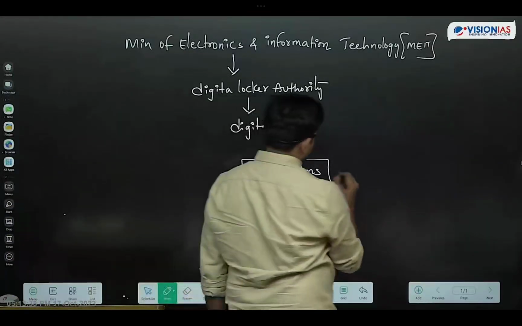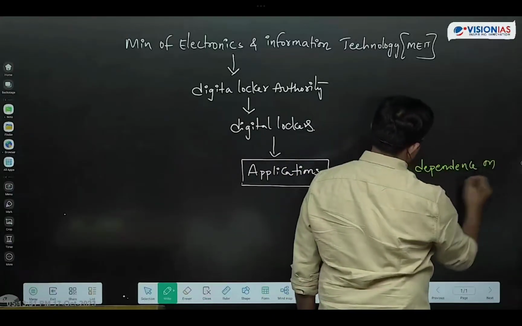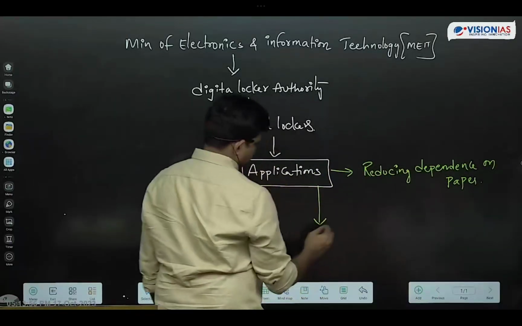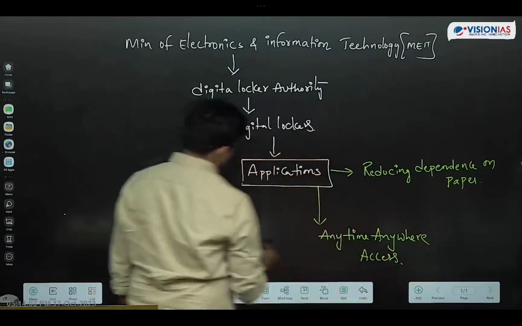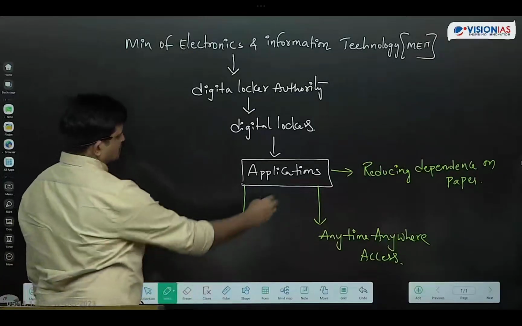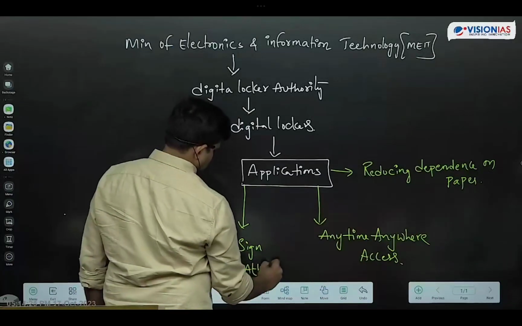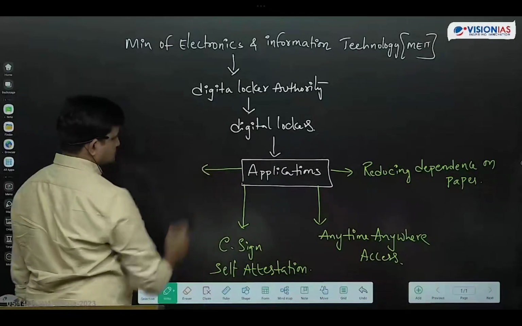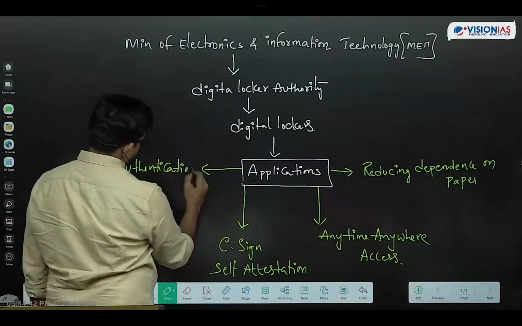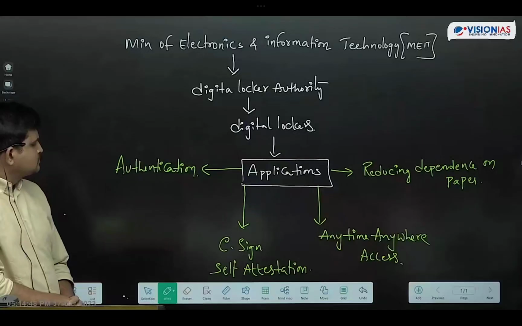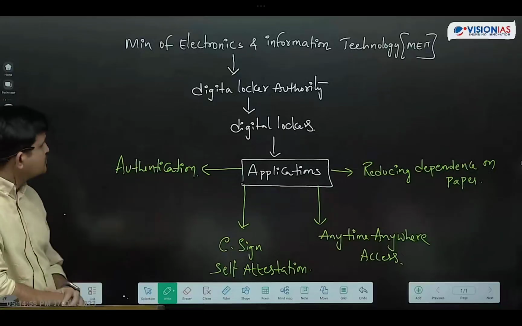The applications of digital lockers are: reducing dependency on paper; anytime, anywhere access; e-signature, which we call self-attestation; and authentication. That is what the digital lockers app means.